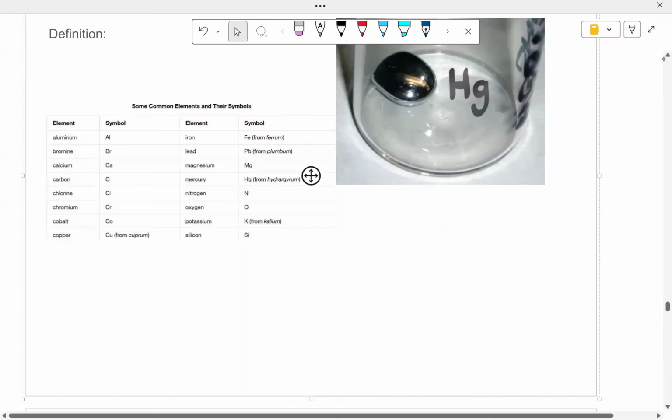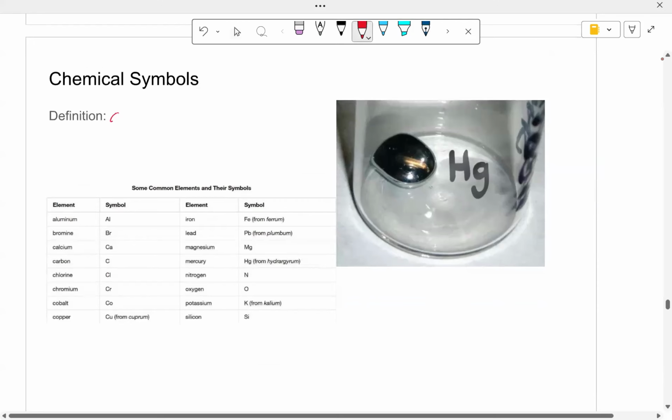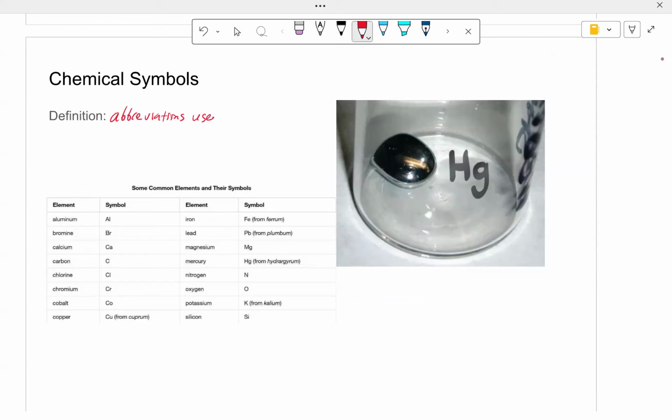So what are these chemical symbols? They're abbreviations used to indicate an element or an atom of an element. You say, well, aren't those the same things? We can use these chemical symbols to look at isotopes, to define isotopes. So we're going to say both of those things in that definition.